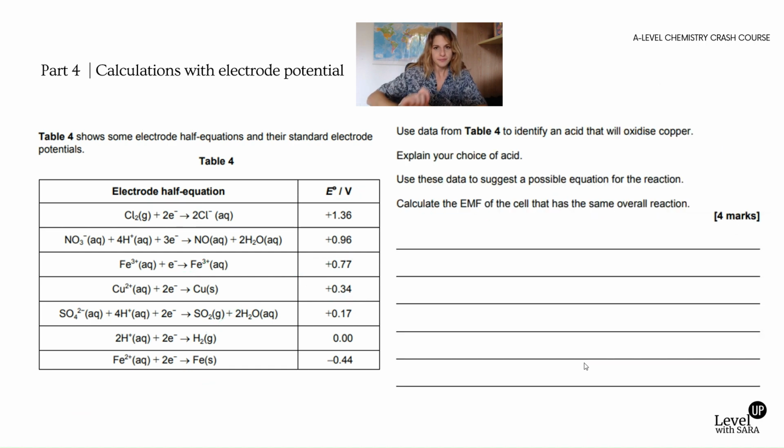So the next question would be: use the data from table 4 to identify an acid that will oxidize copper. Explain your choice of acid. First of all, you need to find the acids that are in this set of electrode half equations, and of course the acid will be the one that donates protons. So we have 1, we have 2, we have just the hydrogen, and that's it. Those are the ones. So we need to oxidize copper. So what is copper? Copper would be our reducing agent.